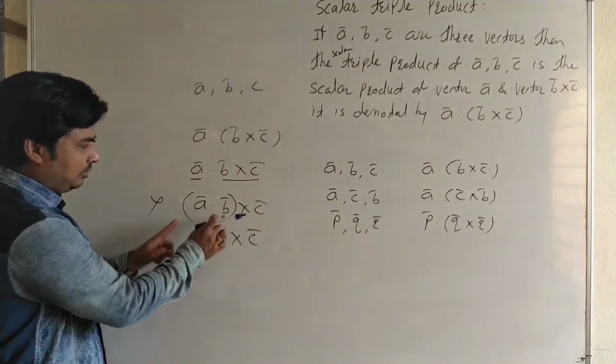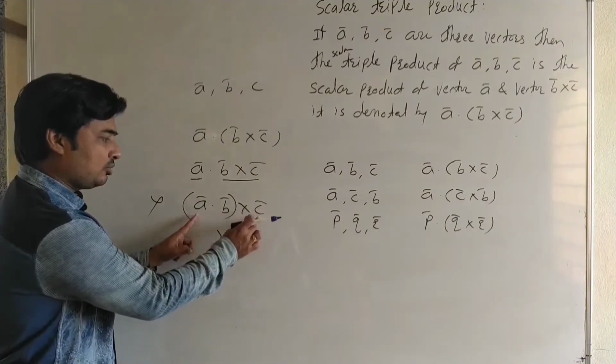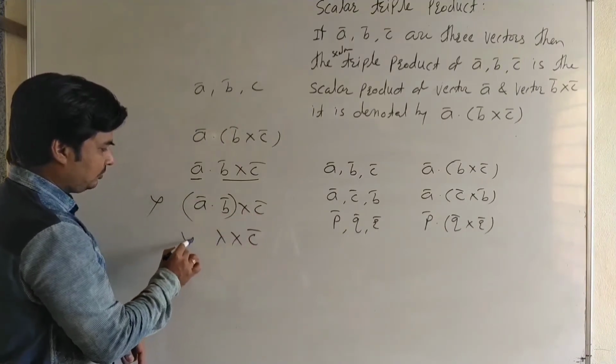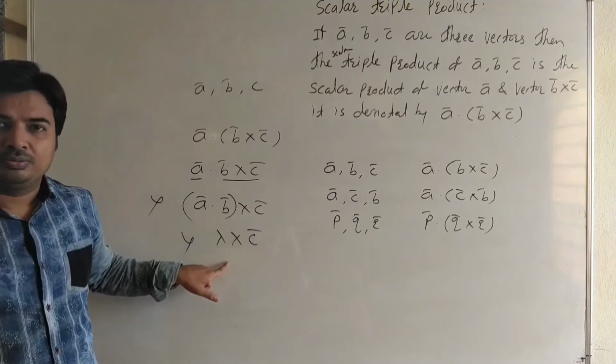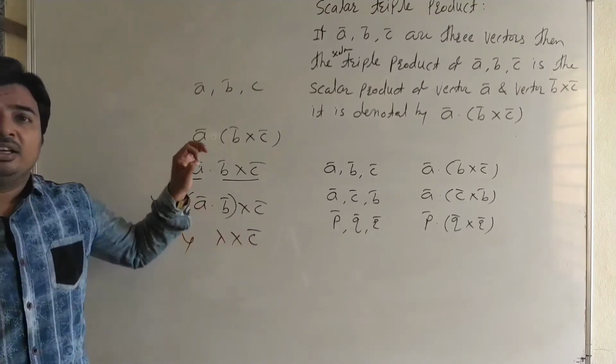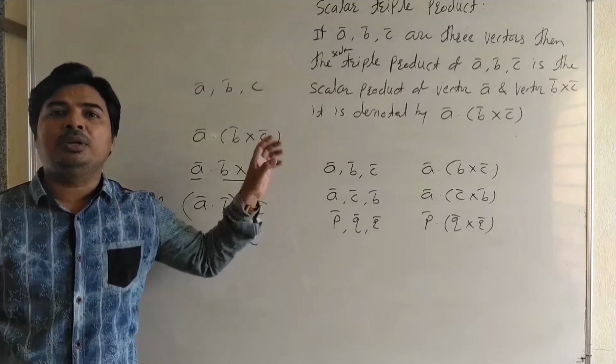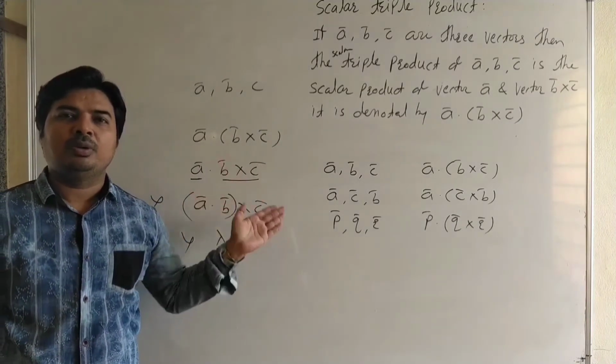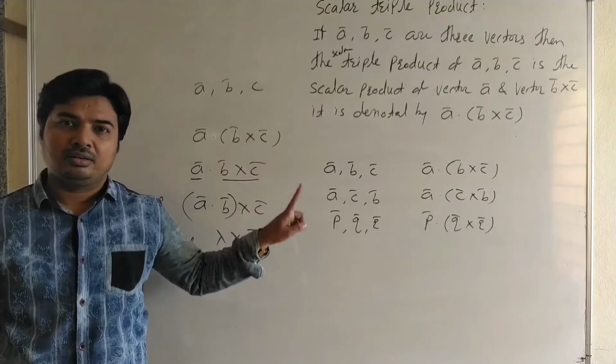A bar dot B bar. That means it is a scalar cross vector. It is not a vector product. It is a scalar and it is a vector. Scalar into vector. It is a scalar multiplication of a vector. That means we multiply a vector by a scalar.